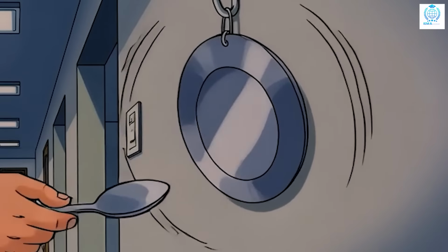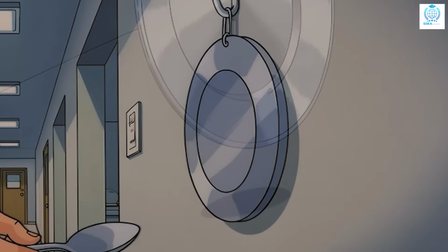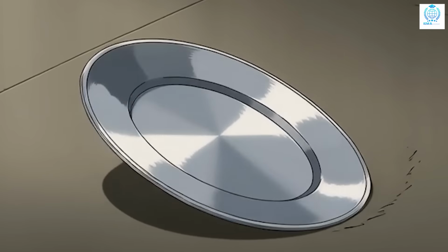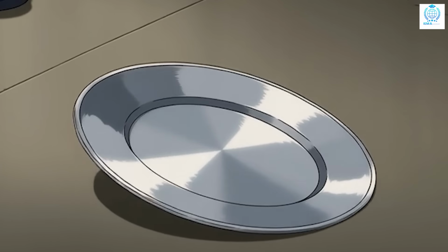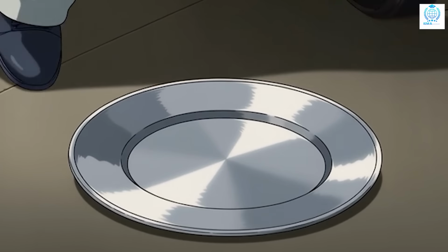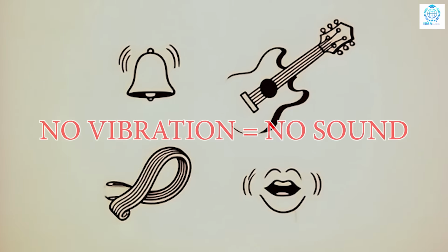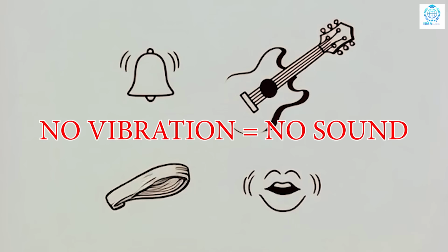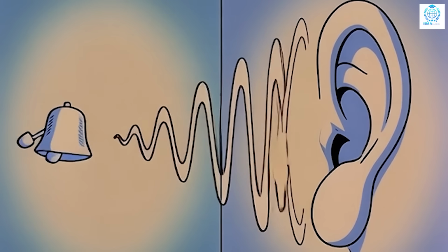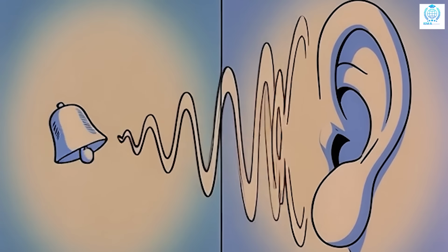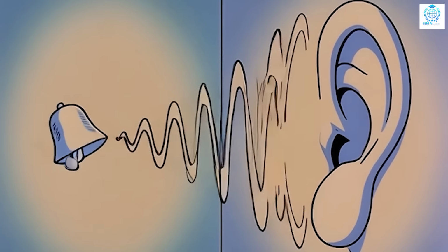When you hit a hanging metal plate with a spoon, it starts shaking. If you touch it gently, you can feel those vibrations. And when the plate stops vibrating, the sound also stops. So remember this rule: no vibration, no sound. Every sound you ever hear, music, voice, noise, starts with some object vibrating.